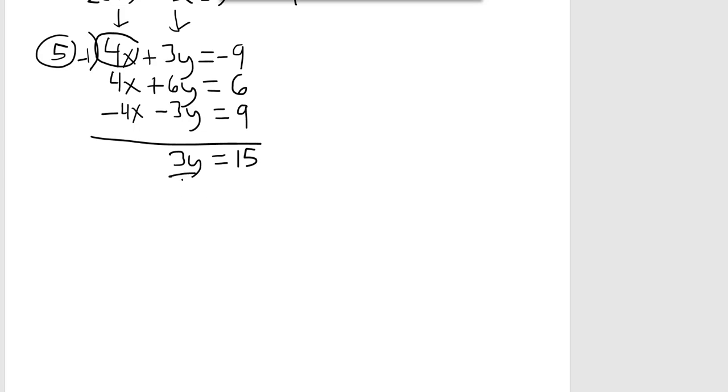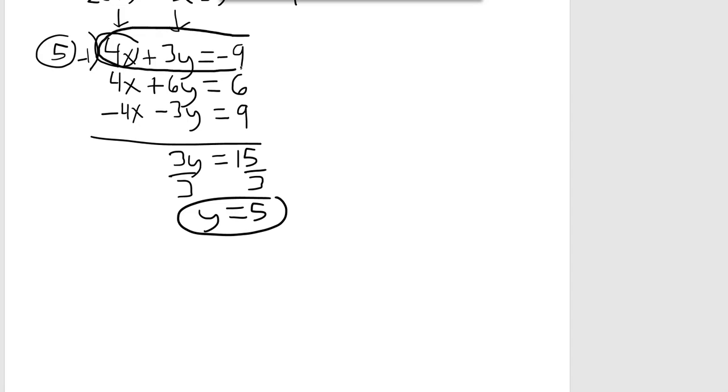Now from here we can solve for the y by dividing by 3 on both sides, so y equals 5. This is the y coordinate of where the two lines cross each other. So to find the x coordinate, we use substitution. We can go back to our original first equation, or our original second equation, or the changed equation to figure out what the x is.